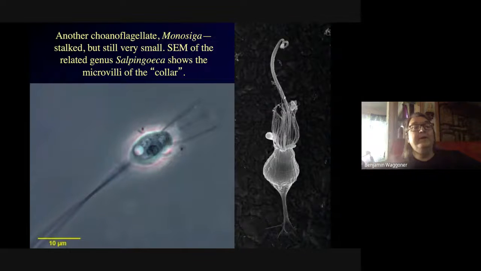There's another one. Monosiga is stalked right there. That's the one on the left. And the cell body is kind of oval. There's a long stalk growing out of one end. And at the other end, you can see those two things sticking out. That's the sides of the collar. And you can just barely make out a little bit of the central flagellum inside the collar. If you compare that to a related genus shown with SEM called Salpingoeca, you can see the stalk, the body, and in that one, you can see that that collar is made up of microvilli with a single flagellum sticking out.